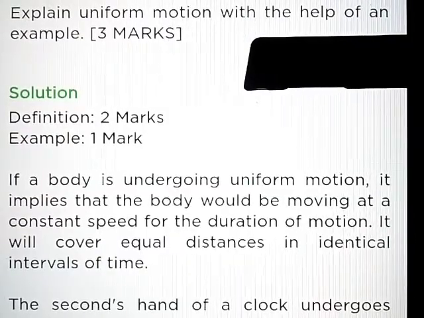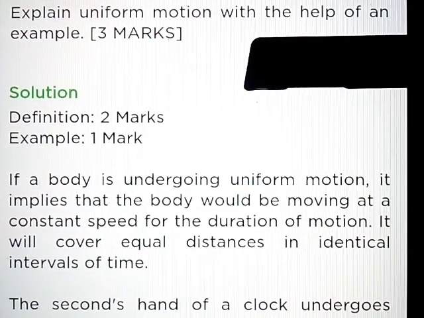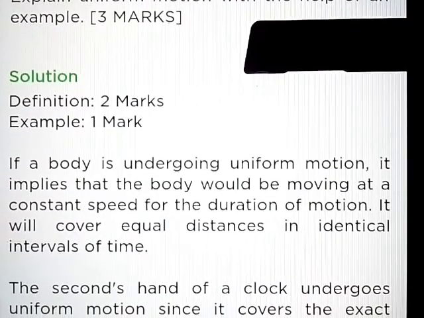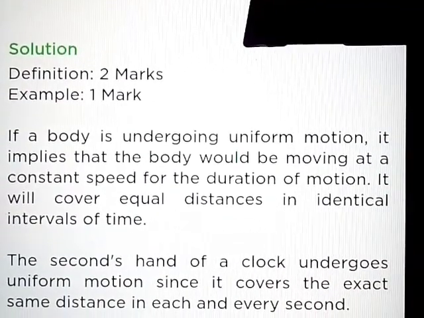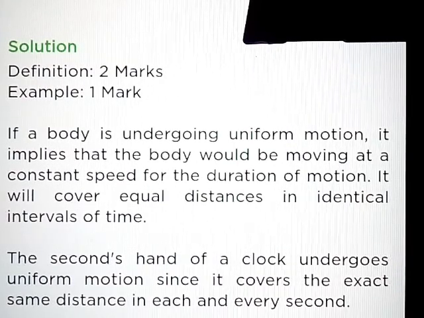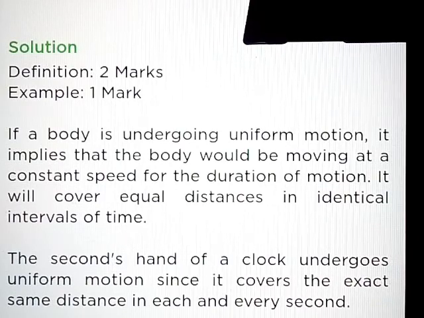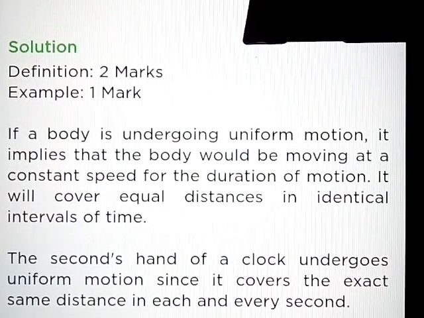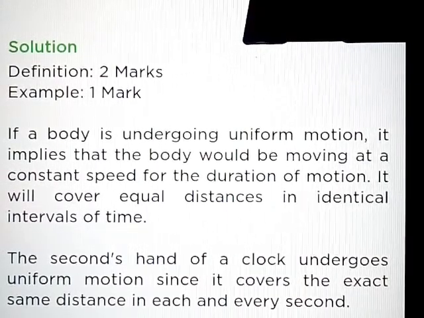Question number 8. Explain uniform motion with the help of an example. Answer. If a body is undergoing uniform motion, it implies that the body would be moving at a constant speed for the duration of motion. It will cover equal distances in identical intervals of time. The seconds hand of a clock undergoes uniform motion since it covers the exact same distance in each and every second.